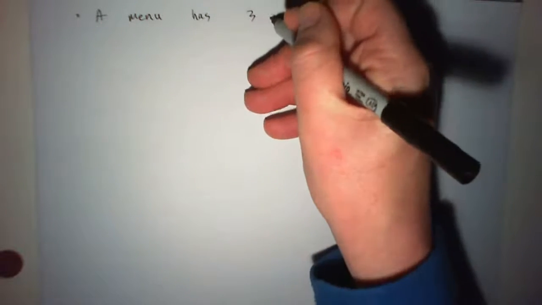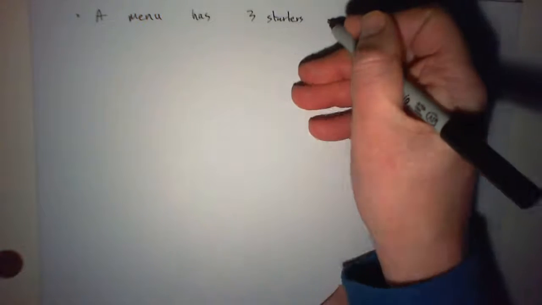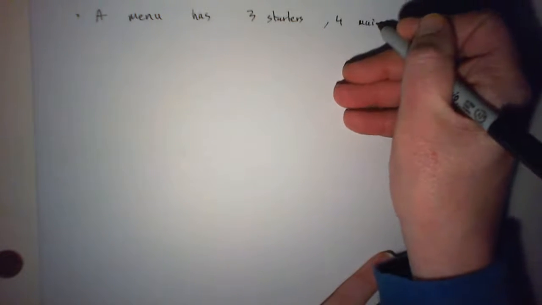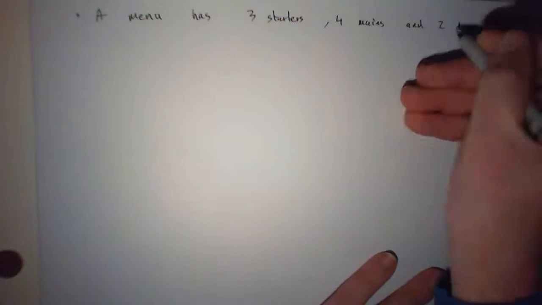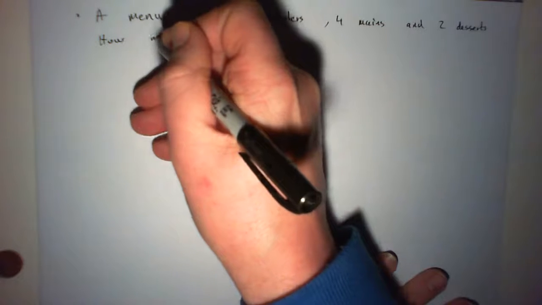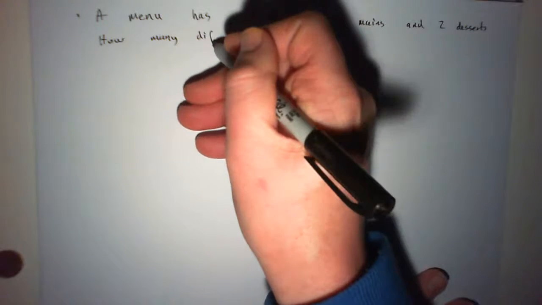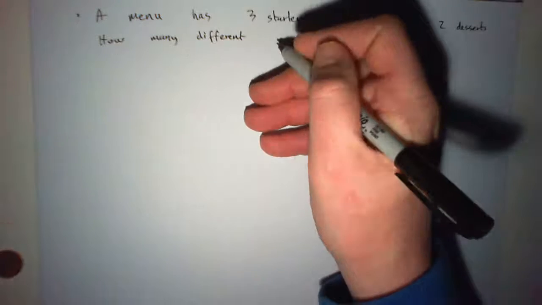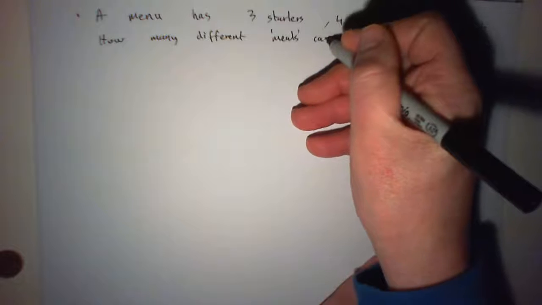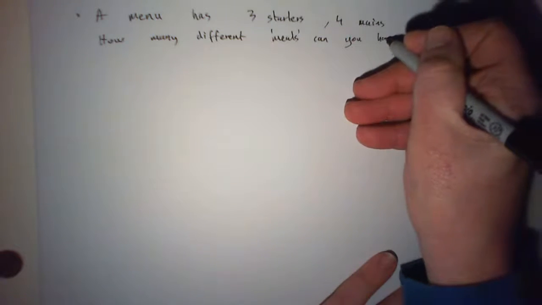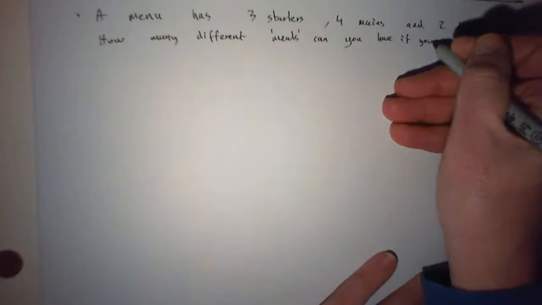Okay, so a menu has 3 starters, 4 mains, and 2 desserts. How many different meals can you have if you pick one of each?